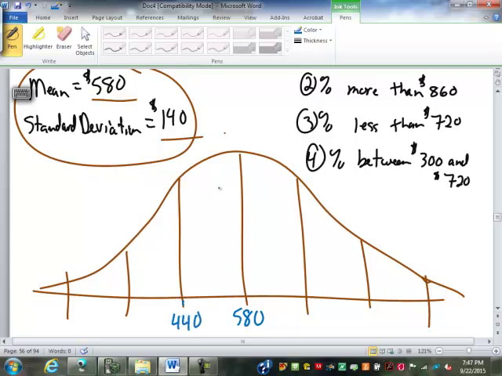What's going to go here? $580 minus the 140, the standard deviation, is 440. This one will be minus another 140, which is 300, and this one's going to be 160, minus another 140. That's eating awful thin for the month then, for a family of 4. Going this way, what's this number going to be?